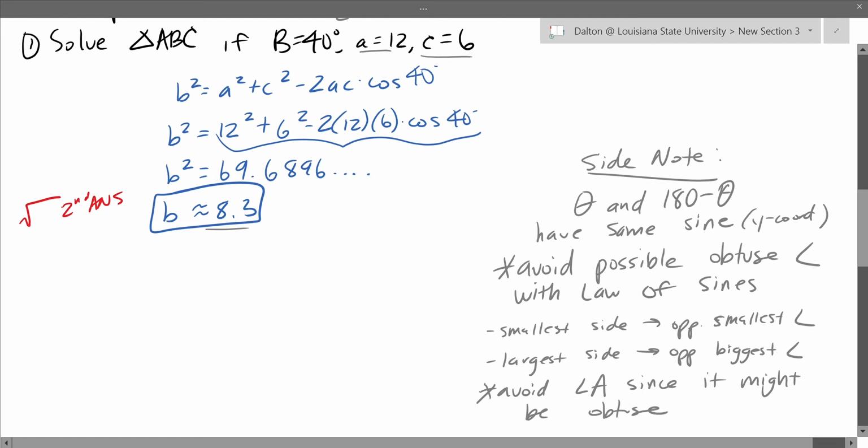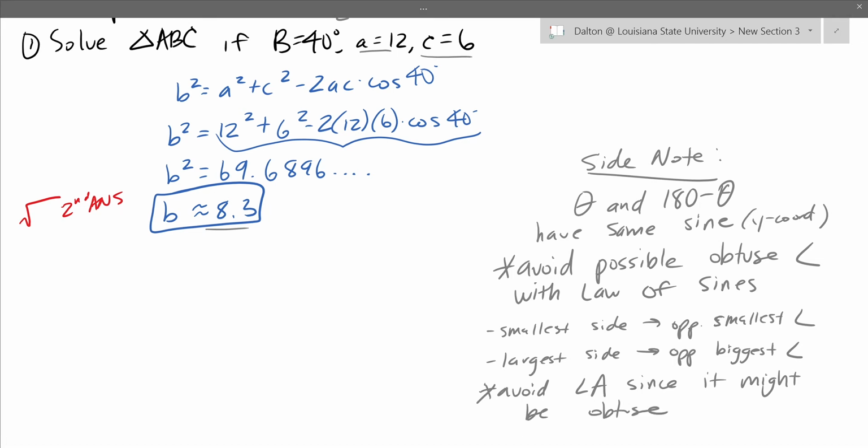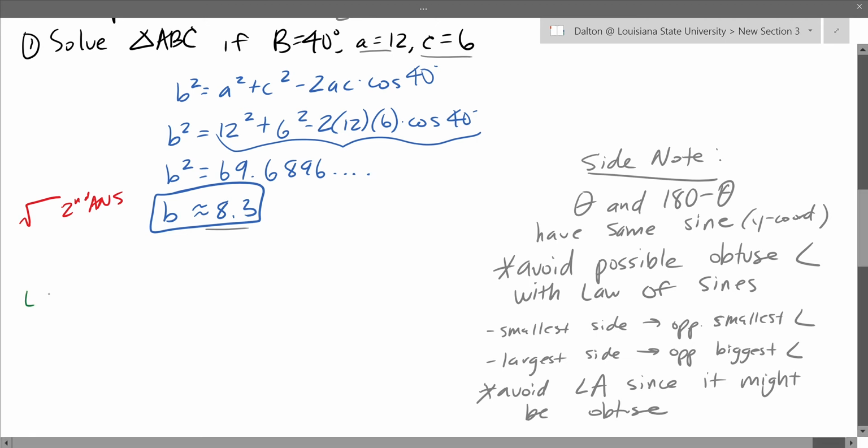Okay, so that's going to dictate what we choose to do next. When we use the law of sines now, law of sines to solve for angles, I want to avoid A first, and I already have B, so let's solve for angle C. Since we know B, we're going to use the B ratio.